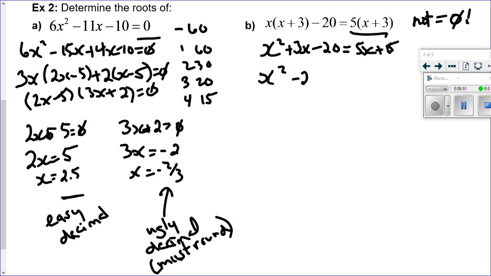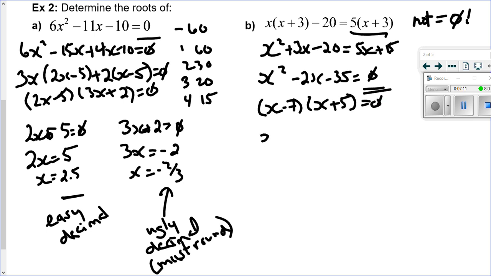What is that? -2x. Right? That's what we want. We got to get it to make equal 0. Okay.